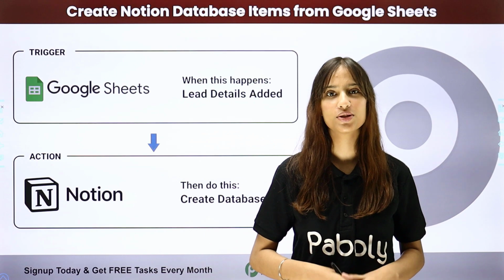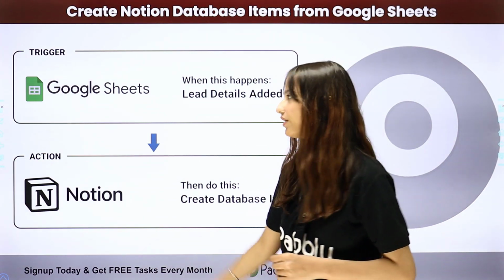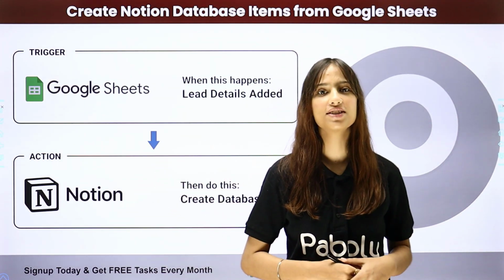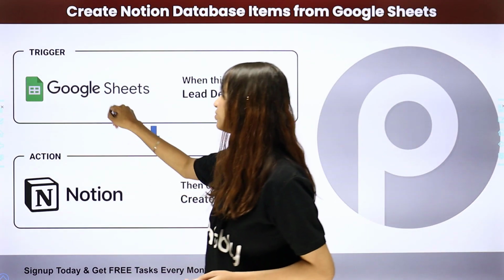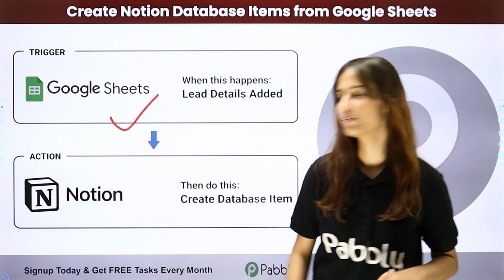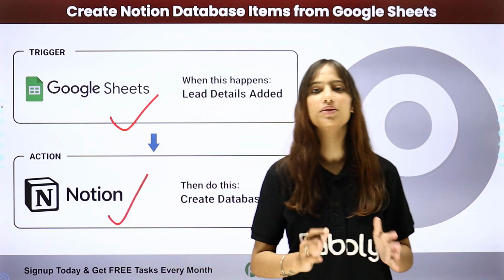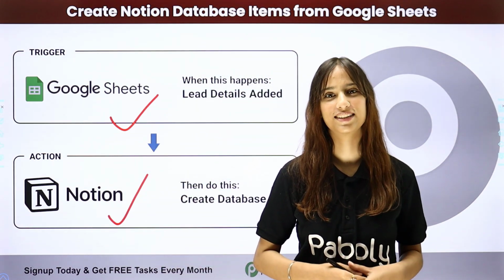So now to do this, you need to build an integration between these two applications, for which I'm going to use Pabbly Connect. So here my trigger application will be Google Sheets and my action application will be Notion. So if you want to learn more about this, follow me through the screen.